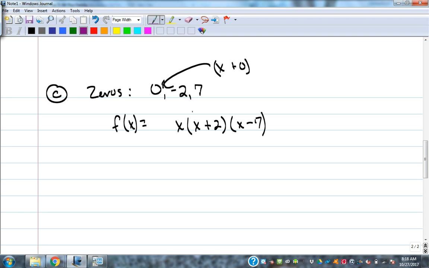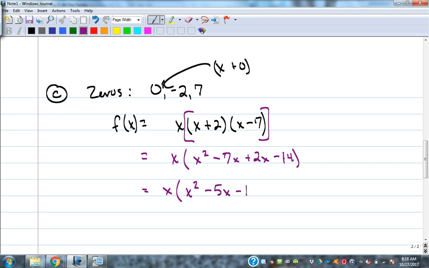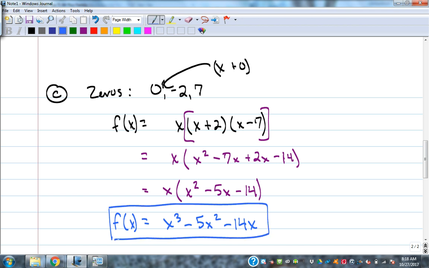It doesn't matter what order you do this in. It really doesn't get any easier either way. I'm just going to do it that way. So that's x times x squared minus 7x plus 2x minus 14. And then simplify that. And then the last step's the easy one. Distribute: x cubed minus 5x squared minus 14x. And there's your polynomial. So given some real zeros, it works out pretty nicely. And all these are integers right now, so that makes it even easier. Works out pretty good for us. But remember, your degree and the number of zeros should match up.